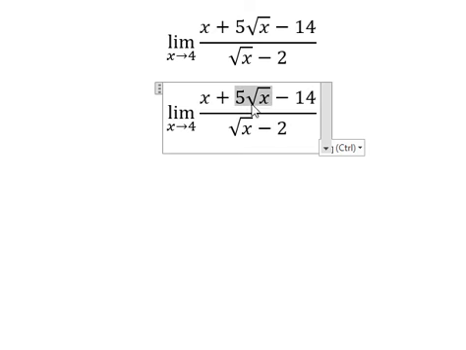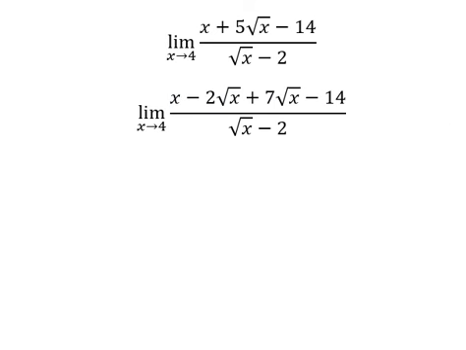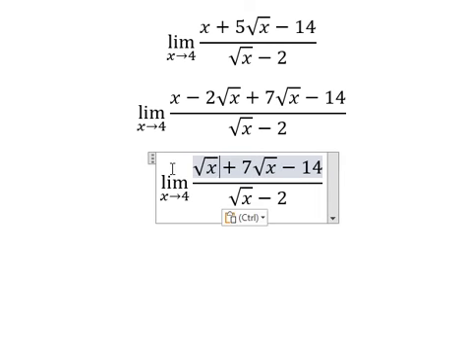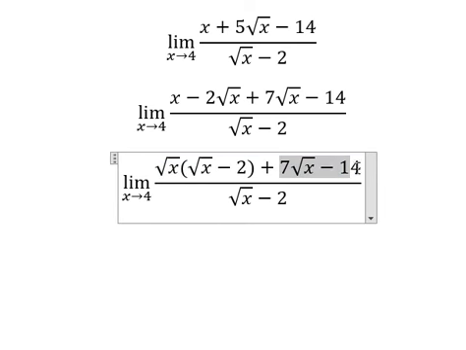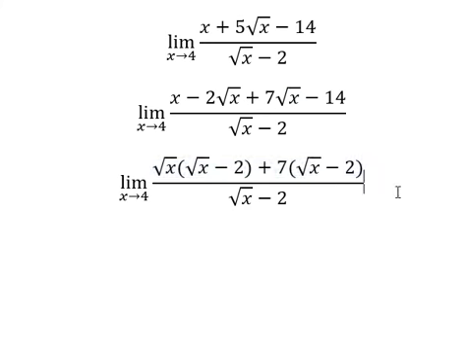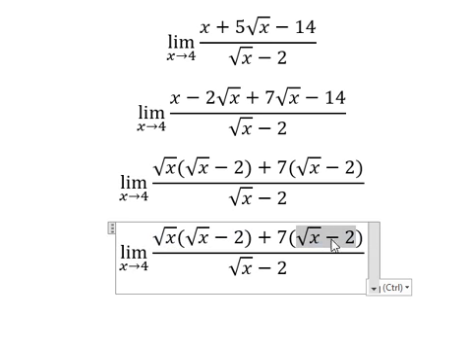About this one, I will put in 7 minus the square root of x, and minus number 2 with the square root of x. Next, we can do factorization by the square root of x. Now we can do another factorization by number 7. Next, we need to do factorization by the square root of x minus 2.